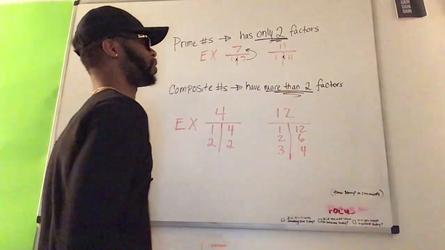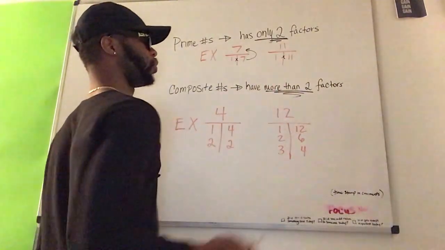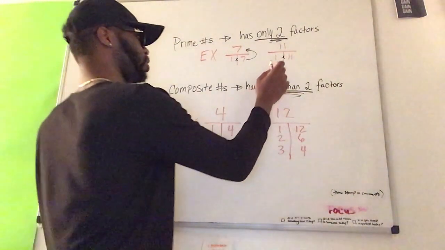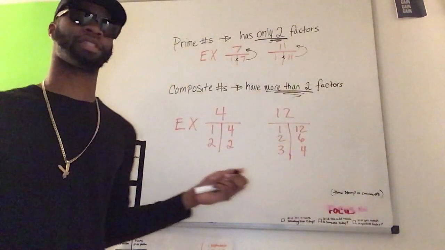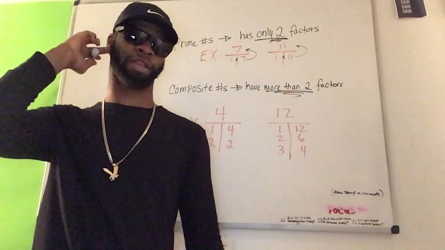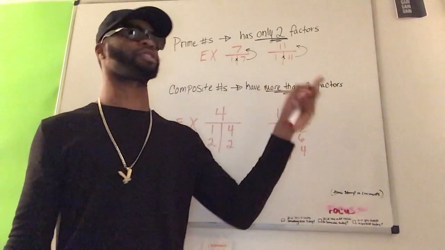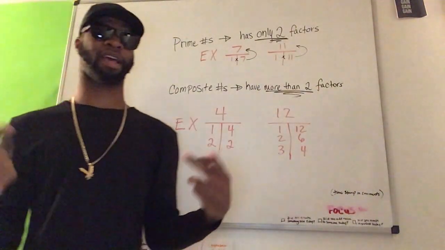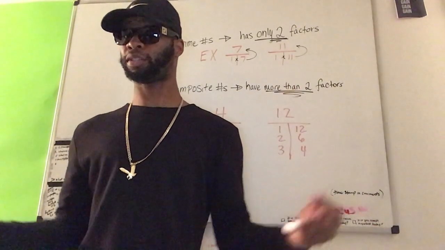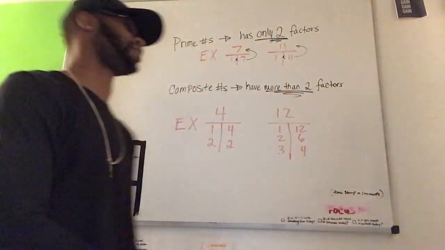Let's look at the number 11. What can I multiply to get 11? I can multiply 1 times 11 equals 11. There's nothing else that I can multiply to get 11. And because those are the only two factors, that makes it a prime number. Remember, a prime number only has two factors. Now, if it has more than two factors, that makes it a composite number.